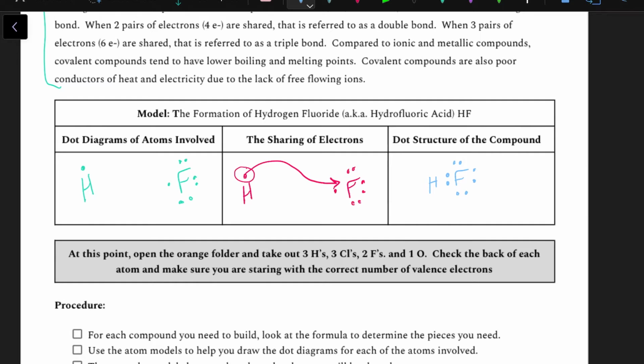So you have something that looks like this. So F has all 8 electrons in it. F is happy and stable. H has its 2 electrons. It is happy and stable, and that is it.